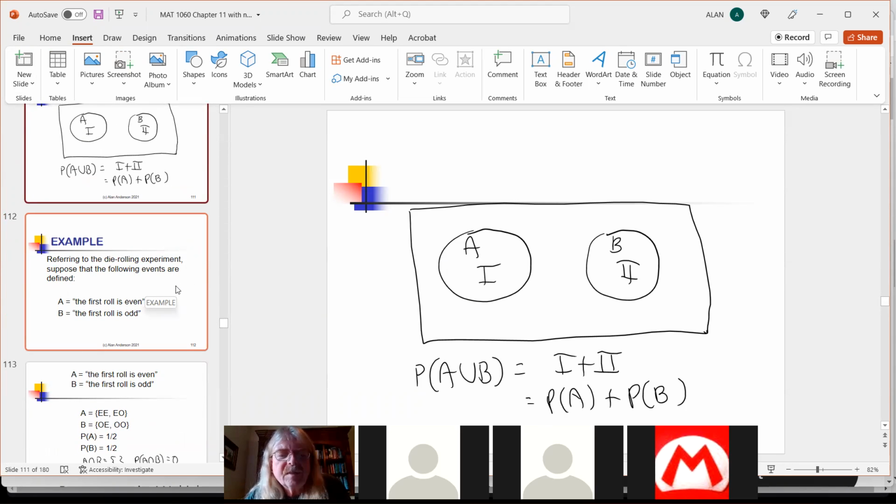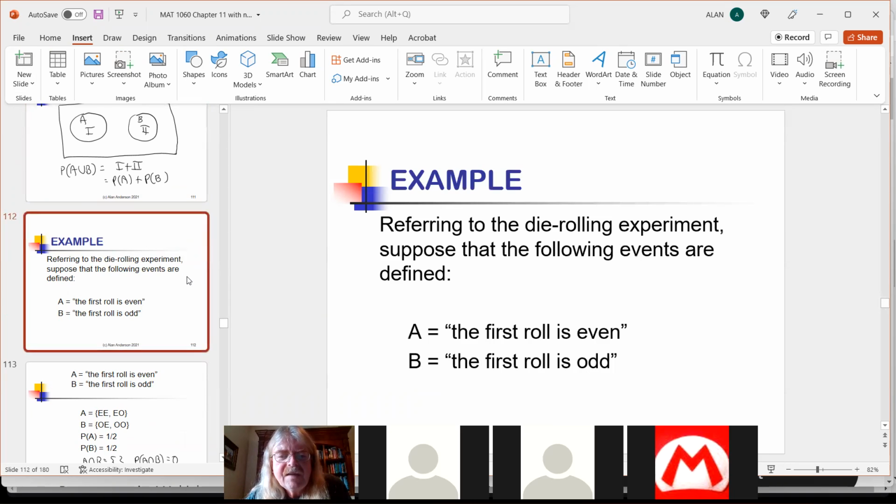With the die rolling experiment, the same case, the same sample space, the same everything. This time, though, we're going to have two very interesting events defined. A will be the event that the first roll is even, and B will be the event that the first roll is odd. Now, clearly, those are mutually exclusive events, but we're going to prove it by writing out all the elements that belong to both of those events.